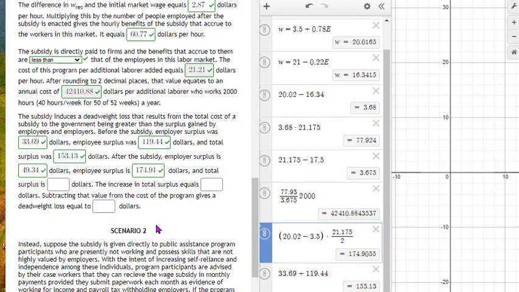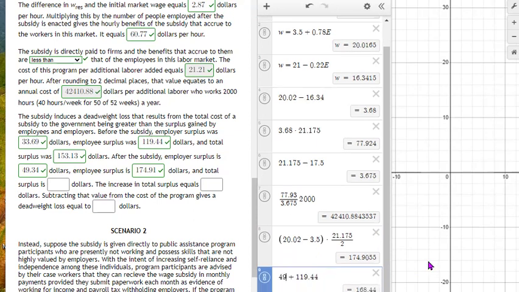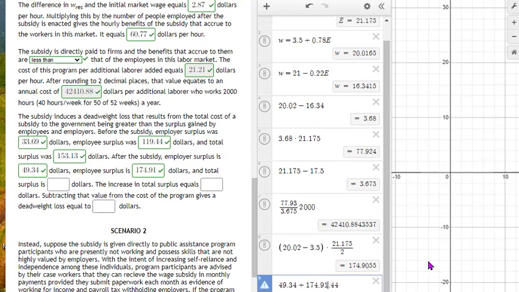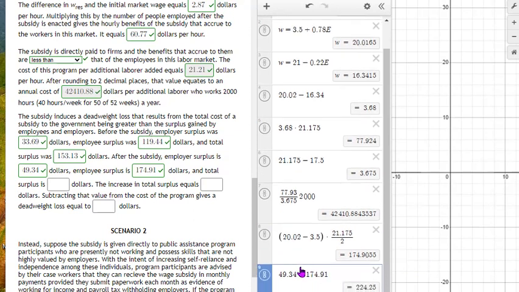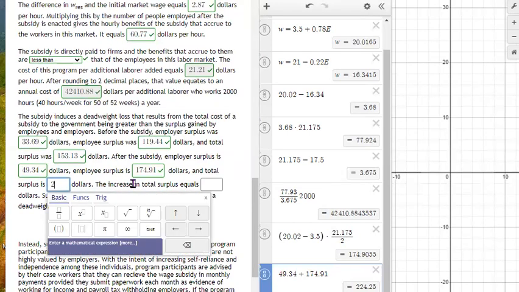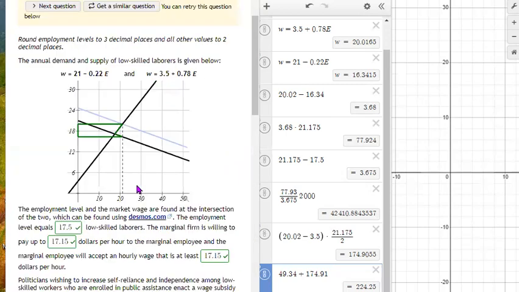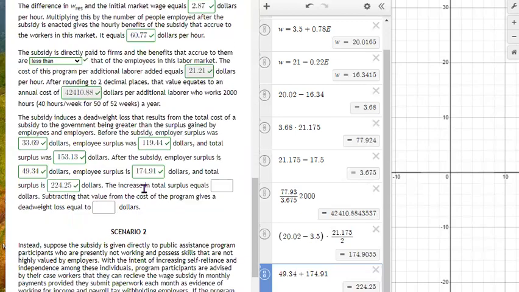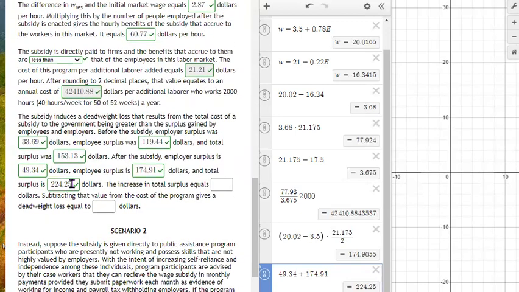So the new total surplus is the 49.34. That is the new employer surplus, right? I've got to add that to the new employee surplus of 174.91, and I get a new total surplus of 224.25. Right, that's the new total surplus.